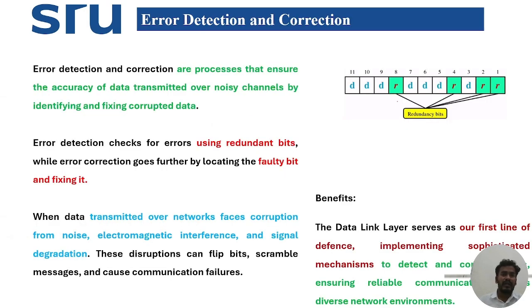Error detection and correction is a process that ensures the accuracy of data transmitted over a noisy channel by identifying and fixing corrupted data. So how does it happen? Initially, error detection checks for errors using a redundancy bit. We add a redundancy bit while transferring the data for effective data transmission, and if there is no error, no correction occurs.